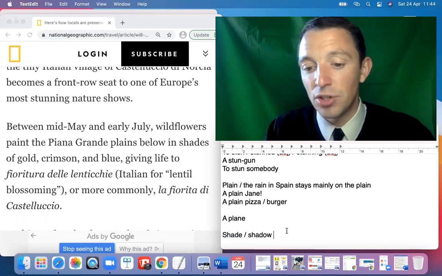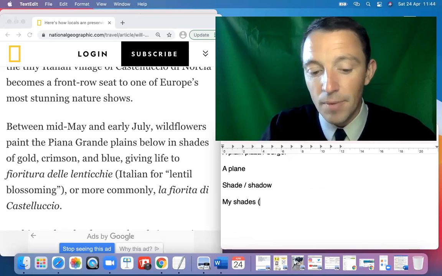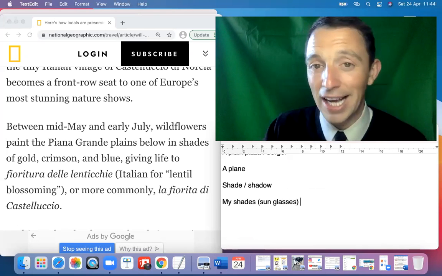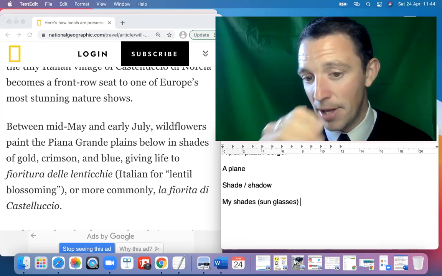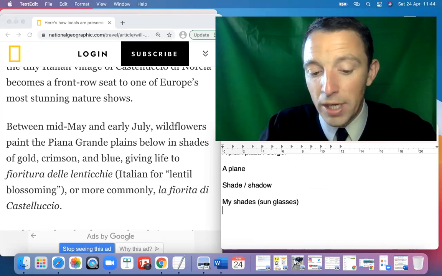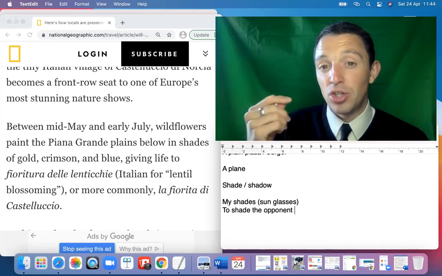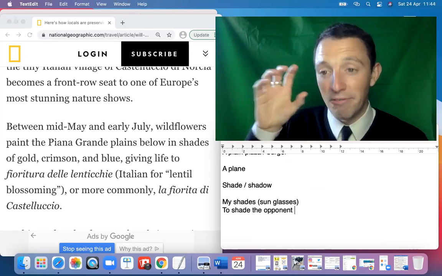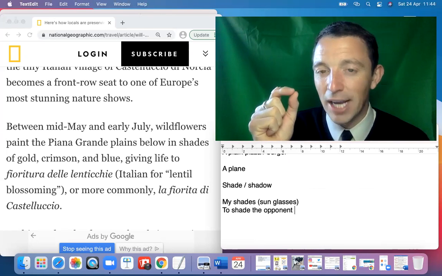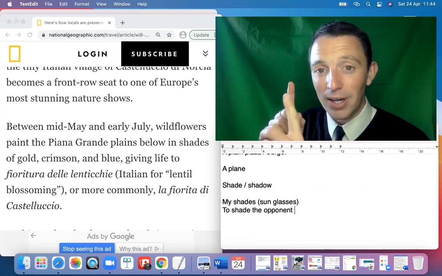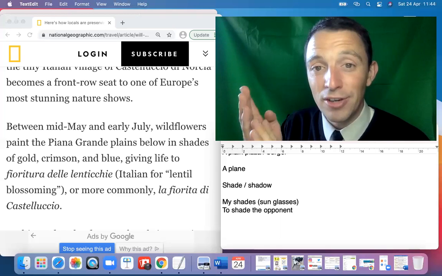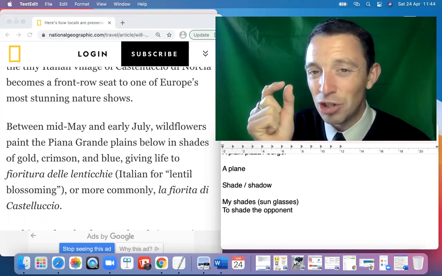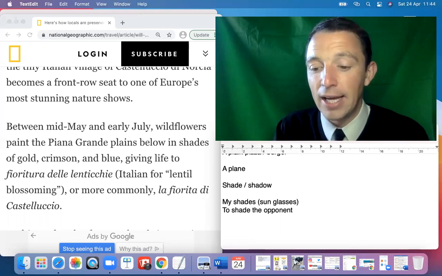Also, in relation to my shades, the significance is my sunglasses. So I need my shades because the sun is very, very strong. Also, it's flexible. We can say to shade the opponent. In sport, that means you defeat the opponent. You have the victory, but only a little. Okay, so if you shade the election in politics, if you shade the opponent, or you shade the victory, it means you just win by a little, a small quantity, okay?